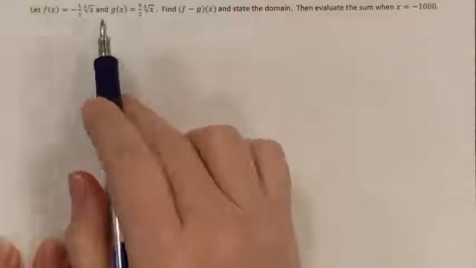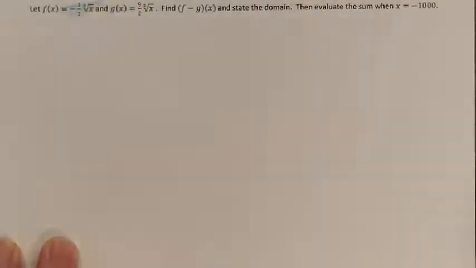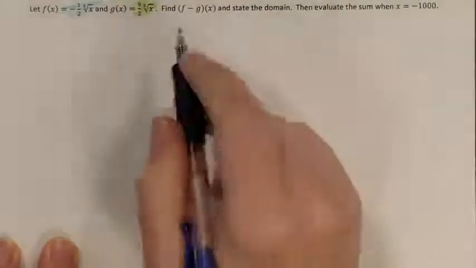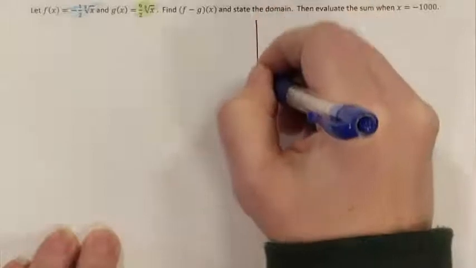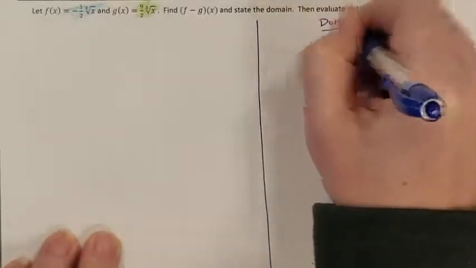So let's do our next problem. I have my f of x rule, and I have my g of x rule. I am being asked to find f minus g. So here's me splitting the paper. Over here is where we're going to talk about the domains.